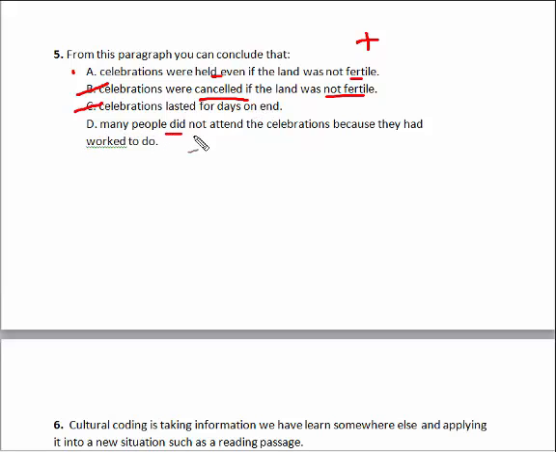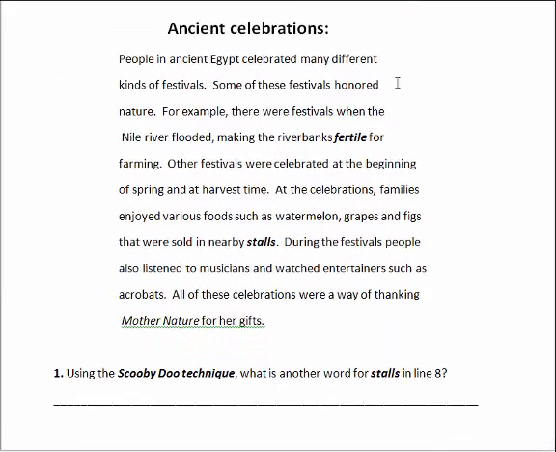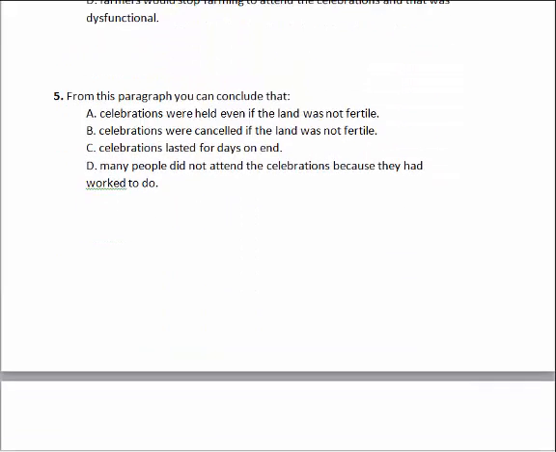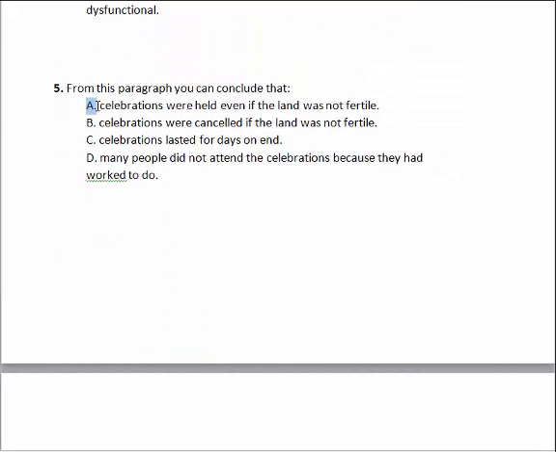D, many people did not attend the celebrations because they had to work. So if you look over here, did not attend, that is negative. And we can cross that one out because it flat out never said that, and also it is negative. We look over here at answer choice A. A says celebrations were held even if the land was not fertile. And that relates back to what they said in the topic sentence. We are going to honor nature. Nature brings good, nature brings bad. We have to honor both. That is the correct answer choice, and the only one that can be concluded based upon the passage that we see. 5 is A.